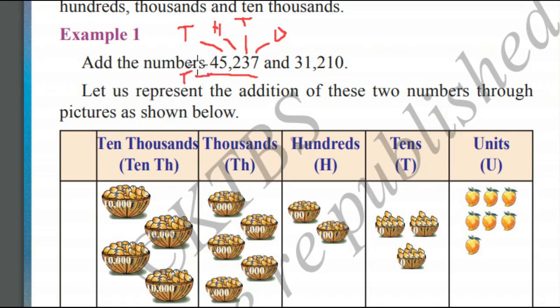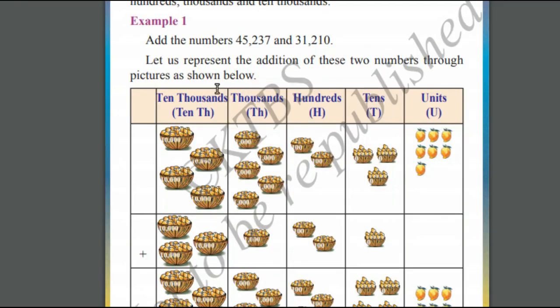We already saw this in the previous chapter. First, let us represent 45,237. In the units place, we have 7 mangoes, right? 1, 2, 3, 4, 5, 6, 7. In the tens place, we have 30 mangoes, where each basket contains 10 mangoes. 10 mangoes in this basket, 10 in this basket, and 10 in this basket. Totally, we have 10 plus 10 plus 10, 30 mangoes.